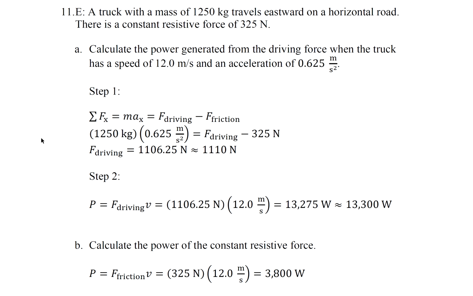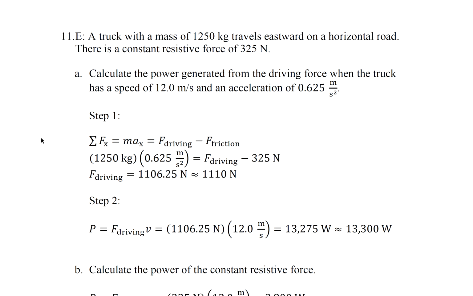Question 11. A truck which has a mass of 1250 kilograms travels eastward on a horizontal road. There is a constant resistive force of 325 newtons. So it's a horizontal road. Calculate the power generated from the driving force when the truck has a speed of 12 meters per second and an acceleration of 0.625 meters per second squared.